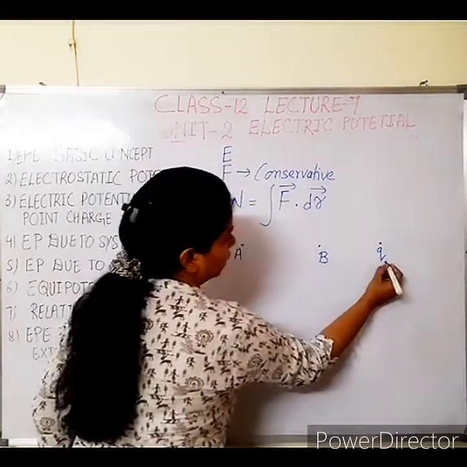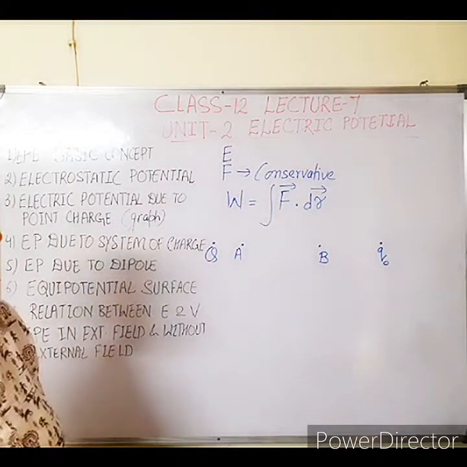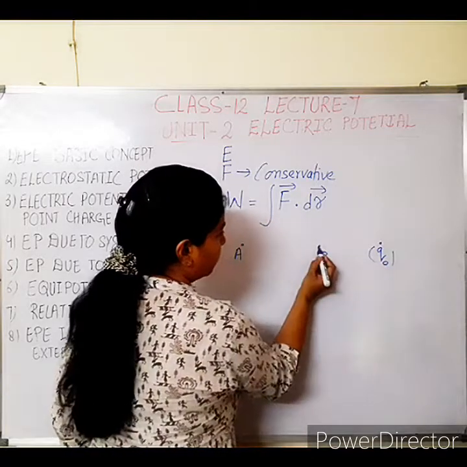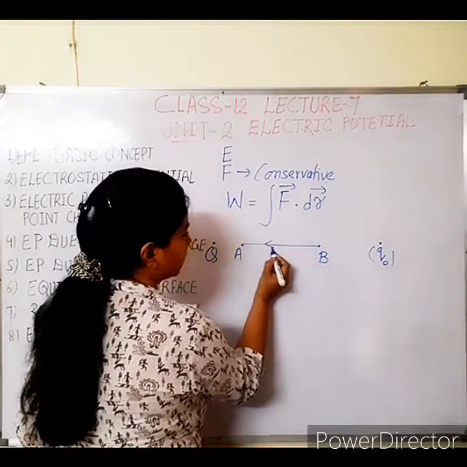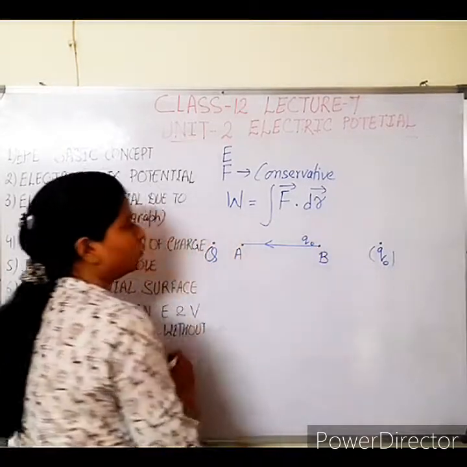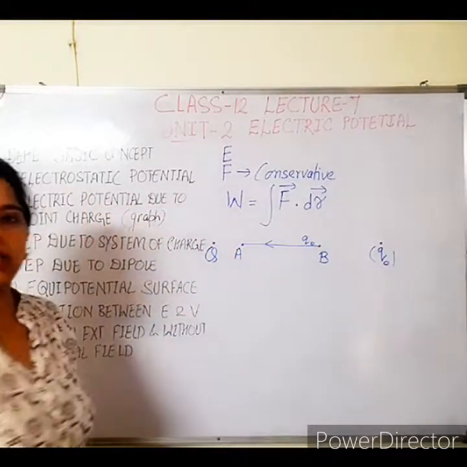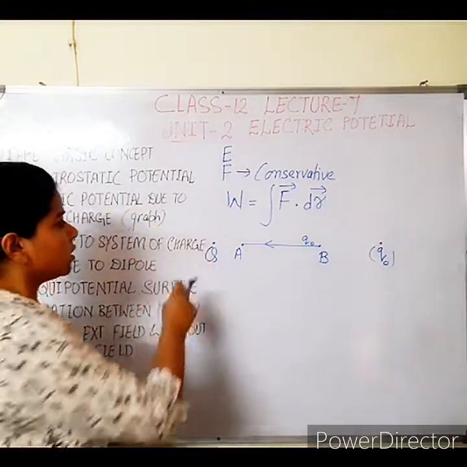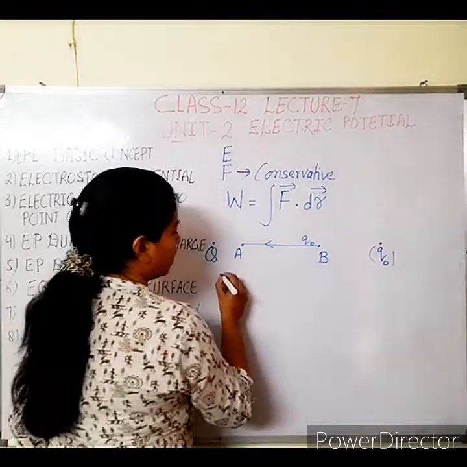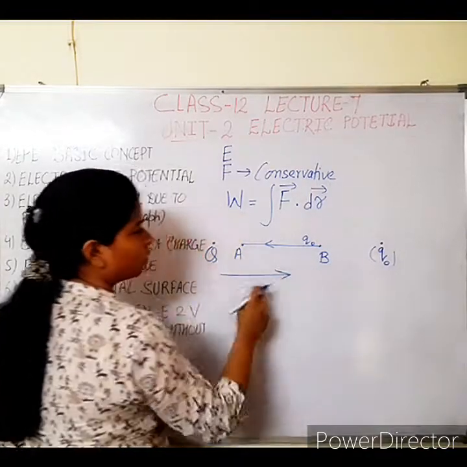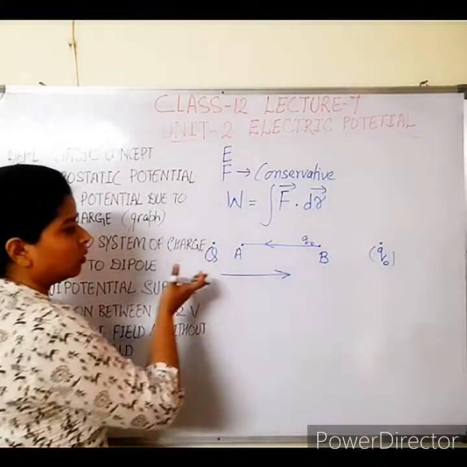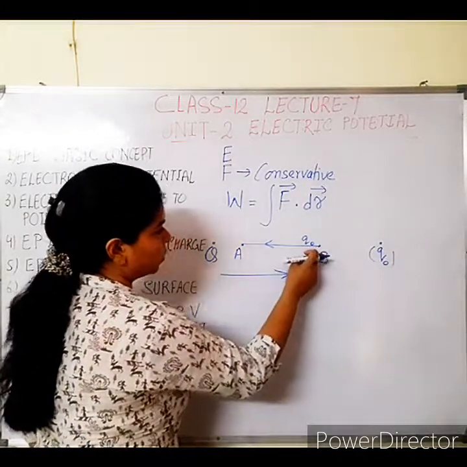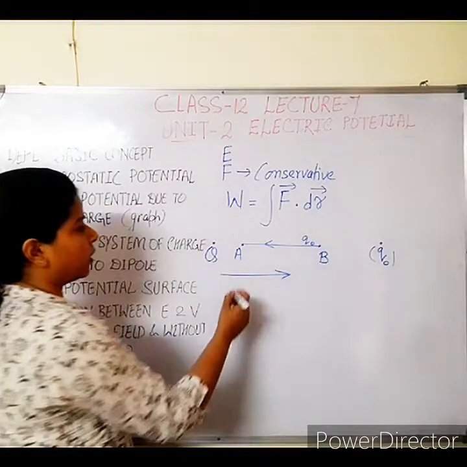So charge is present here, and we want to bring this test charge Q naught. Test charge is represented by Q naught. We need to bring this test charge from point B to point A. Because this is the source charge, it will apply a repulsive force over this test charge in the right direction, and we want to bring this charge from B to A in the opposite direction of the applied force.